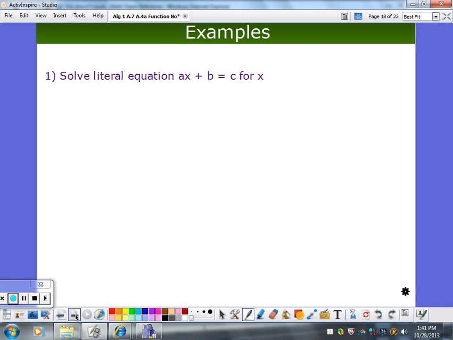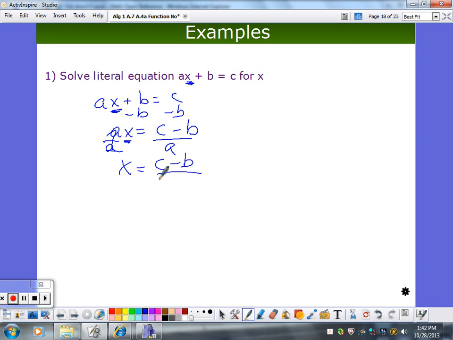And then, solve a linear equation. Ax plus b equals c. Solve for x. I underline where I'm headed, so I remember not to move that one. Who's going to move first? The b. Subtract b. Ax equals c minus b. I want x by itself. Divide by a. And that's it. You're done. I don't have to worry about what c, b, or a is. I don't know, so I just leave it.